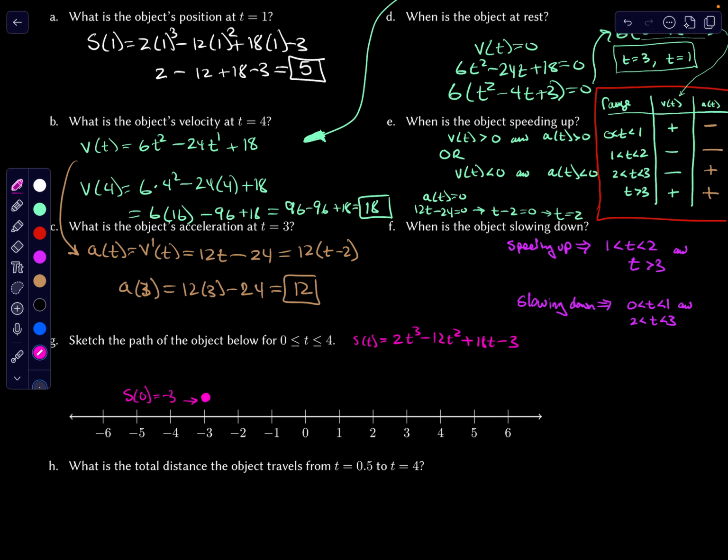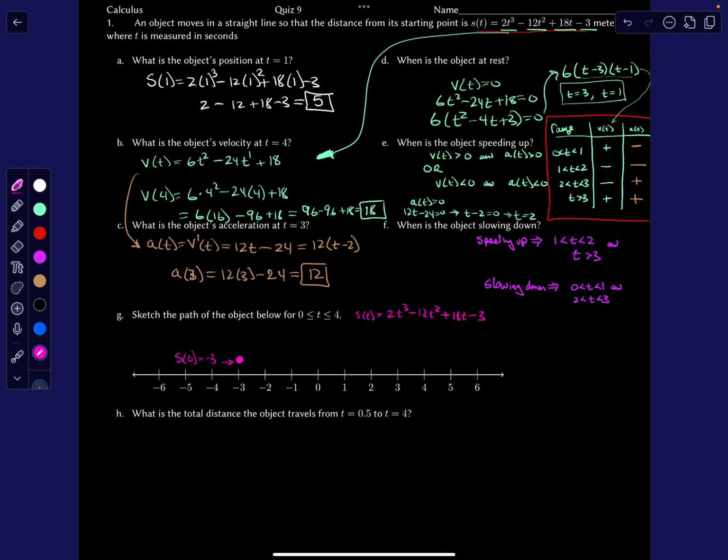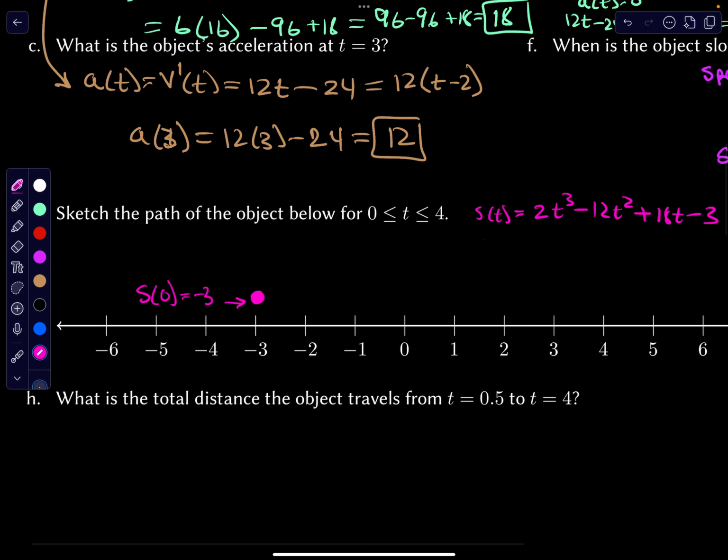So I want to know what happens at t equals 1. Excuse me. So let's compute the position at t equals 1. Oh, we did that already. It's up here in part A. So at t equals 1, the position is 5. So we're going to move over here until you get to s equals 5. That's t equals 1.